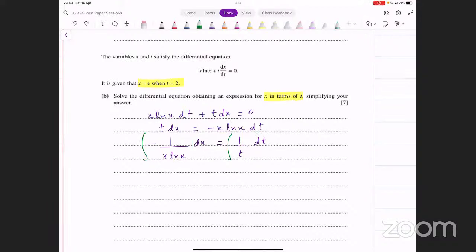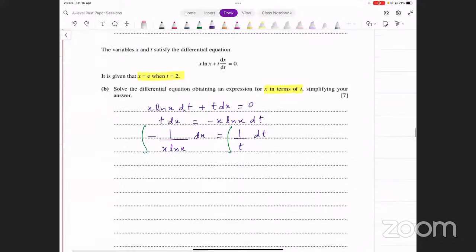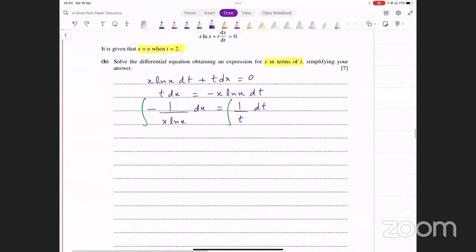अच्छा, right side is relatively straightforward. Why? Because we just have 1 over t there. 1 over t का integral क्या होता है? With respect to t, it's going to be ln of t. Right? That's pretty straightforward. यहीं पे हम constant भी लगा देते हैं साथ. ठीक है? Now, what do we do with this integral? 1 over x ln x, इसको हमने integrate करना है.